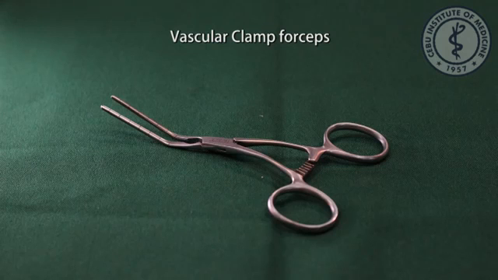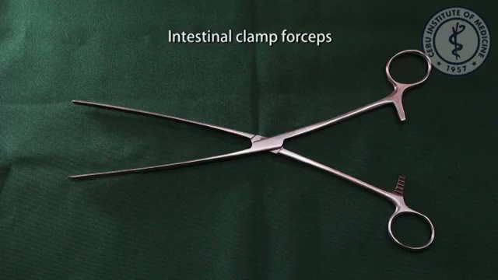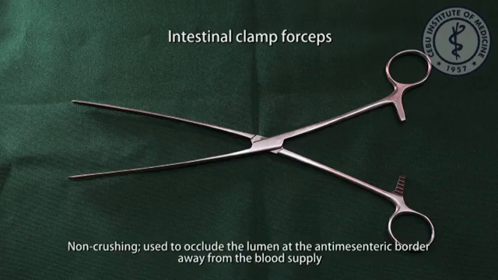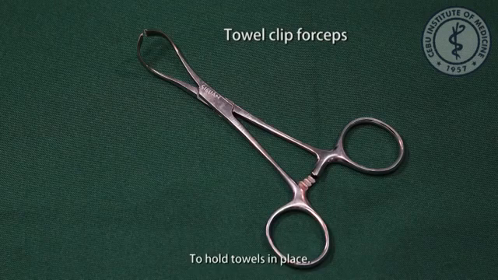Vascular clamp forceps, used to clamp veins and arteries for vein and arterial repair. Intestinal clamp forceps, non-crushing, used to occlude the lumen at the anti-mesenteric border away from the blood supply. Towel clip forceps, to hold towels in place.